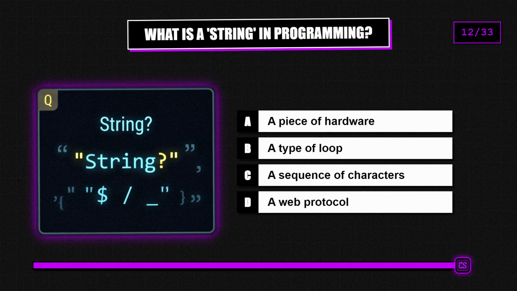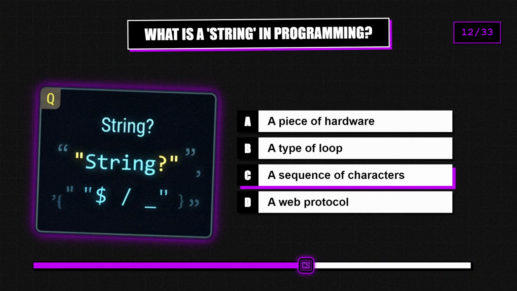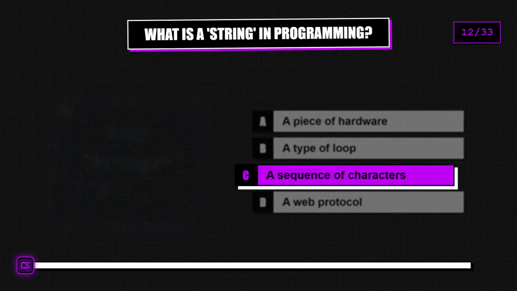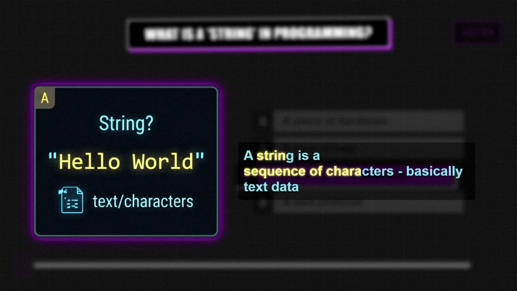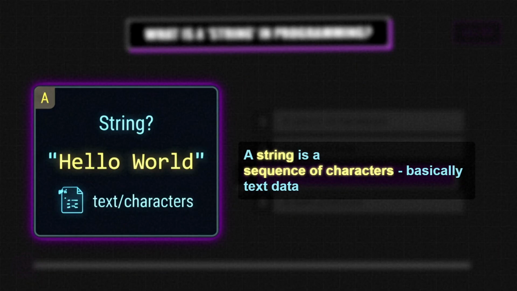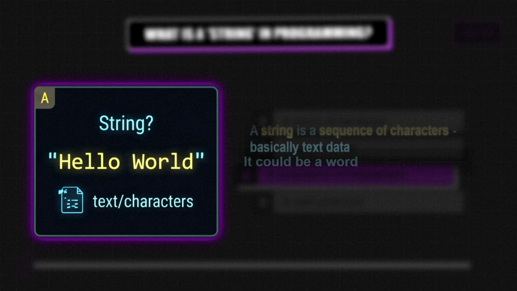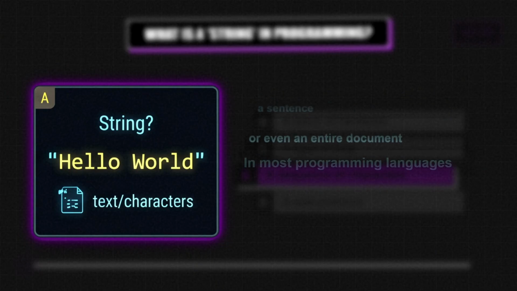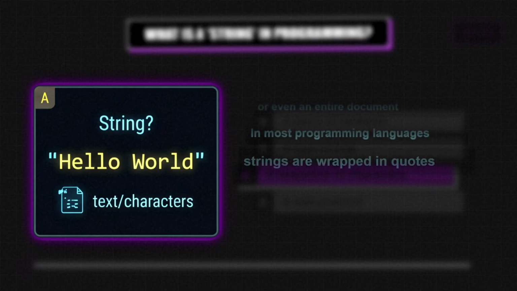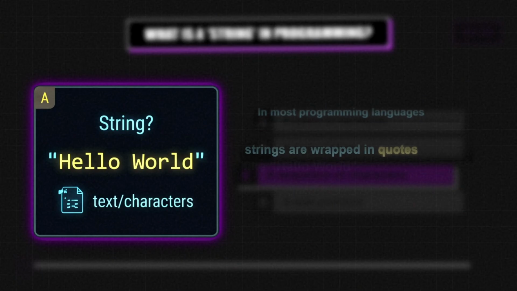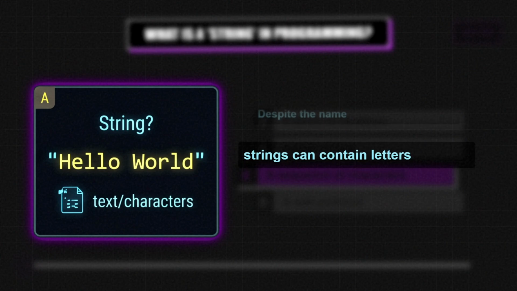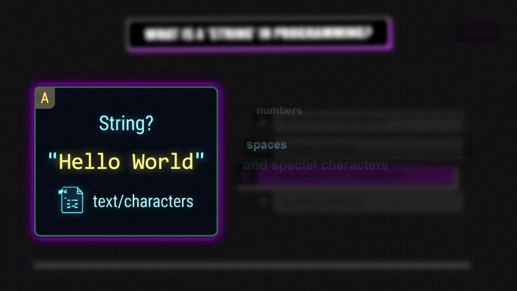What is a string in programming? A string is a sequence of characters, basically text data. It could be a word, a sentence, or even an entire document. In most programming languages, strings are wrapped in quotes, like "Hello World." Despite the name, strings can contain letters, numbers, spaces, and special characters.